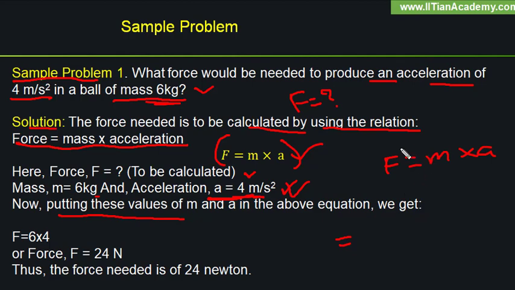Newton's second law of motion is what? Force is equal to mass into acceleration. Now mass is how much? Mass is given as 6 kg. And how much is acceleration? 4. So how much will be the force? Force will be 24. And what is the SI unit? Newton. Okay guys, understood? Very easy problem.